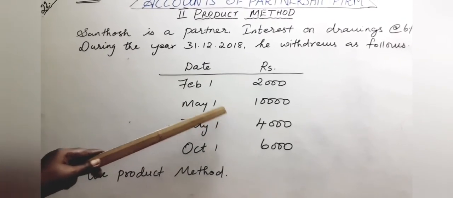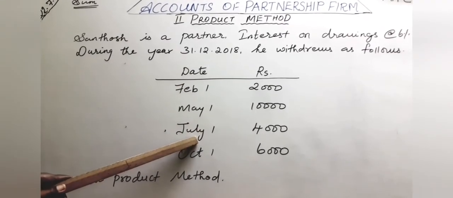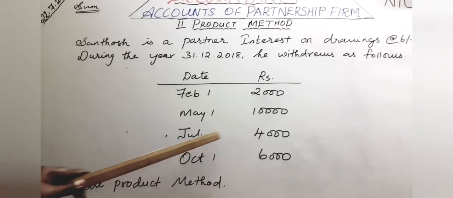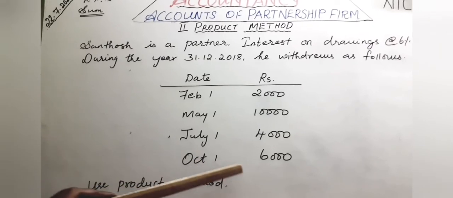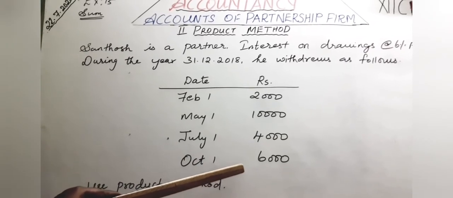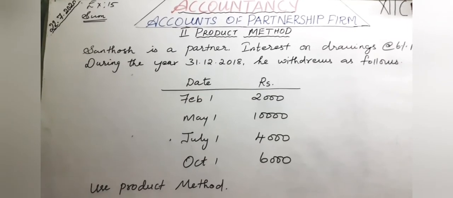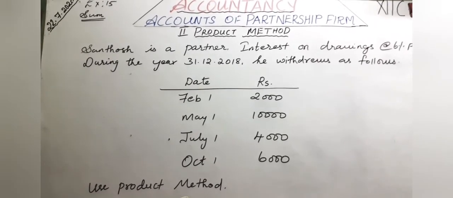He is using this amount from May month till December month. Next, July 1st he is drawing 4,000 rupees. This amount is used by him from July to December. Next, in October he is withdrawing 6,000. This drawing amount is used from October to December. So now we are going to use the product method to calculate. Let us see the sum.